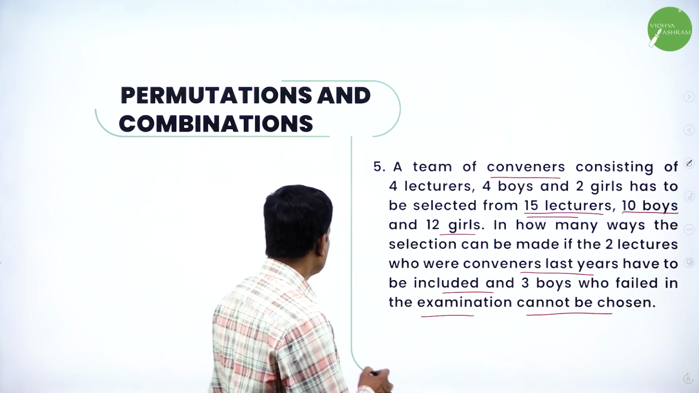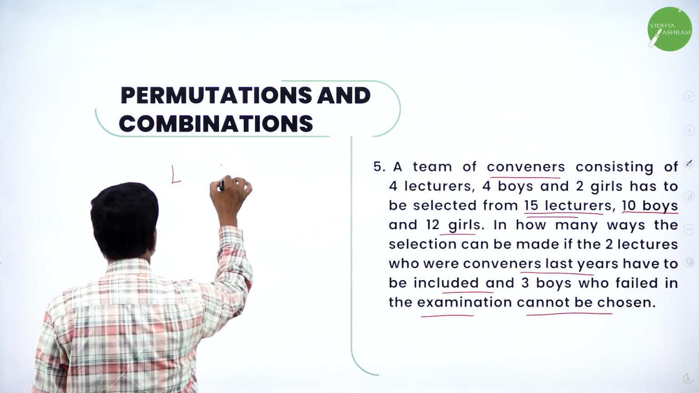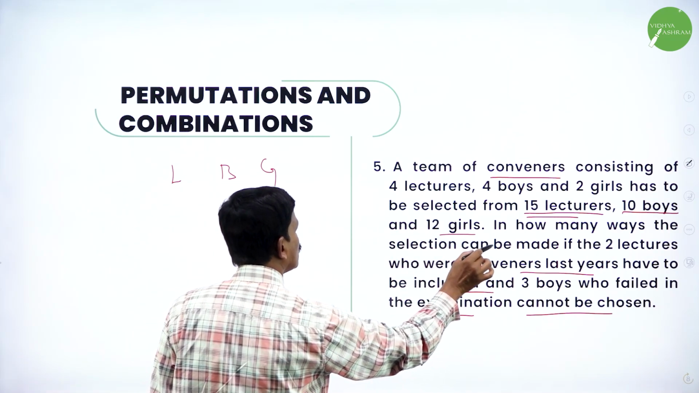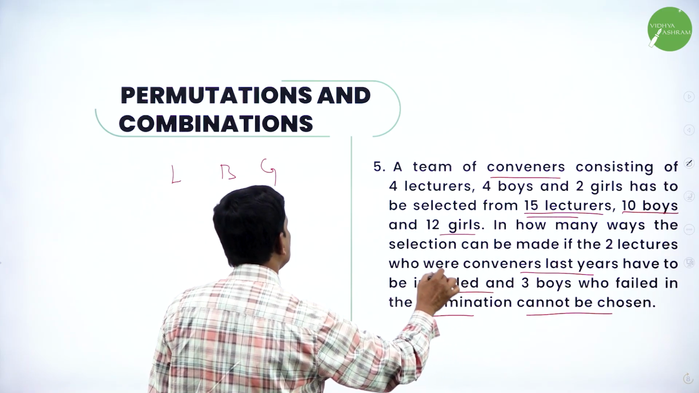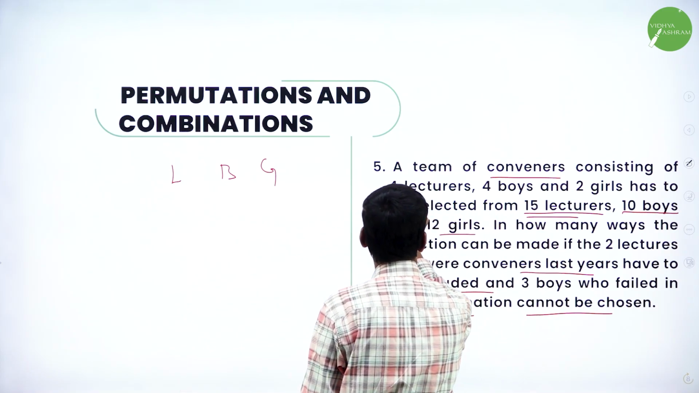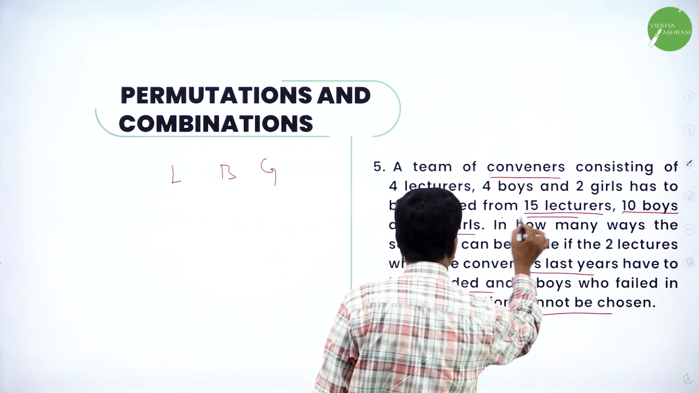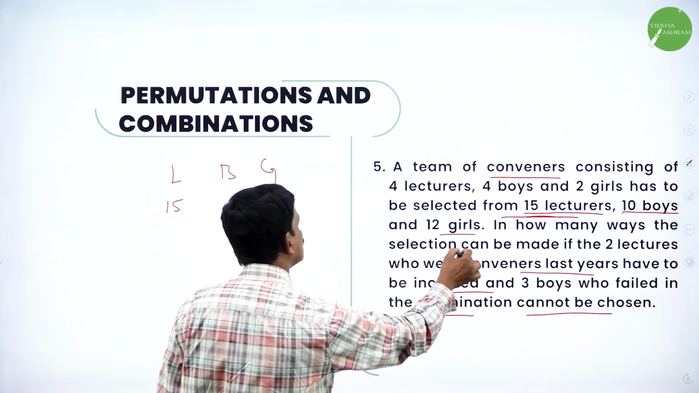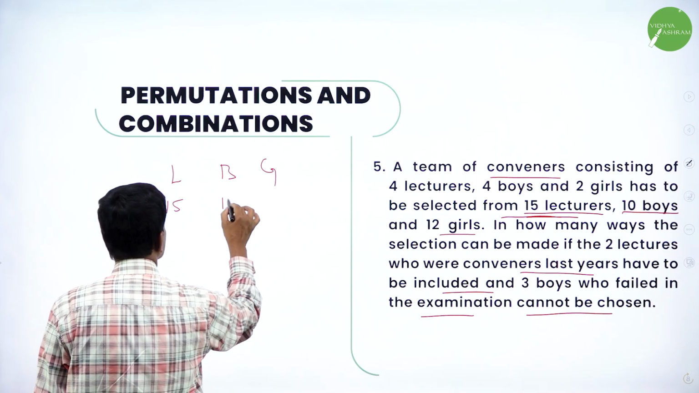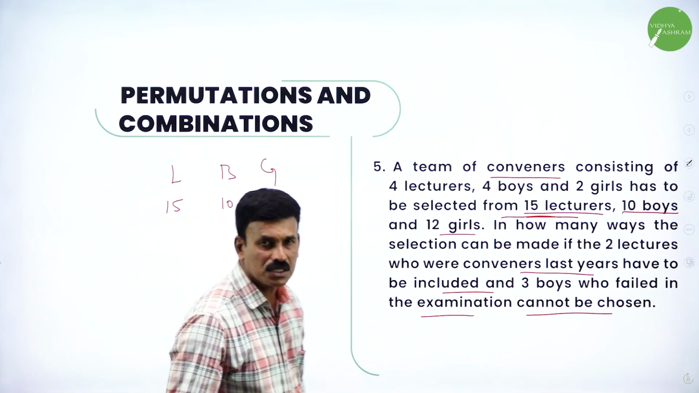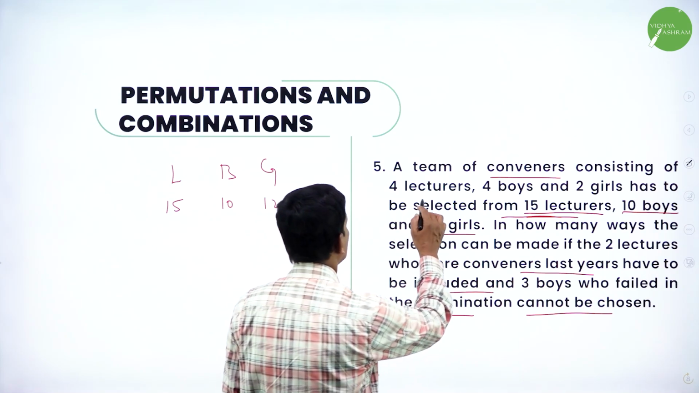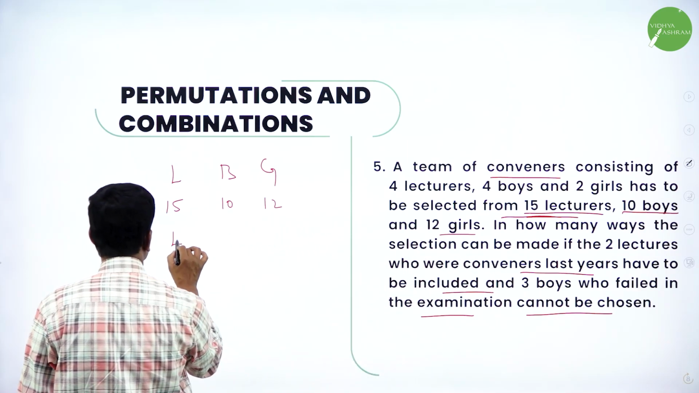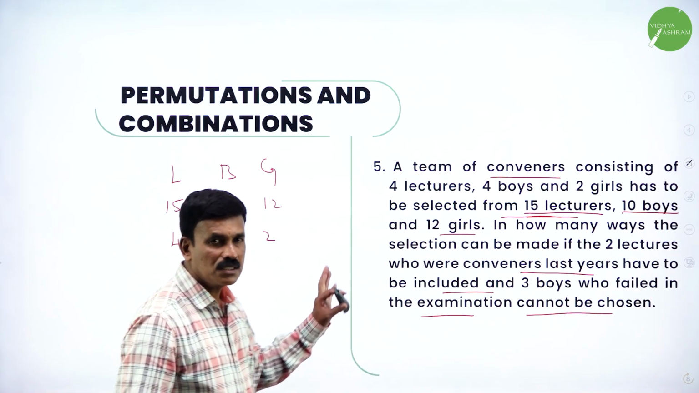Now, let us write how many lecturers, boys and girls there are. Total lecturers are 15, boys are 10 and girls are 12. Okay, this is given. Now what is the selection made here? A team of conveners consisting of 4 lecturers, 4 boys and 2 girls. This is the selection, right?